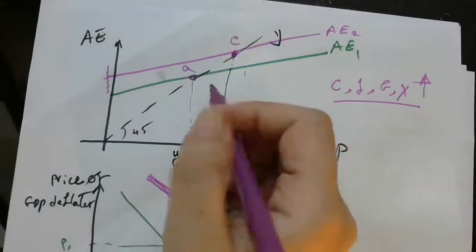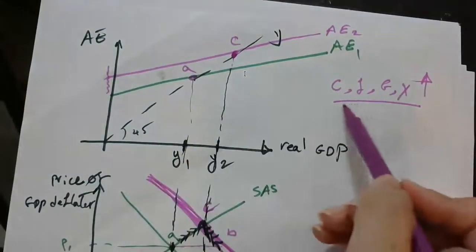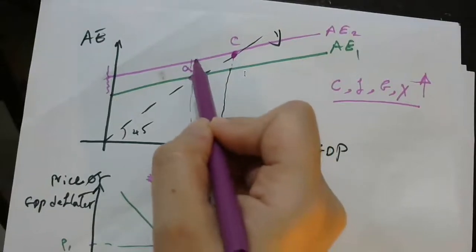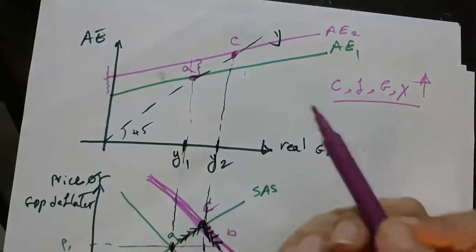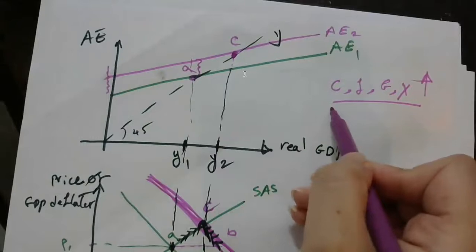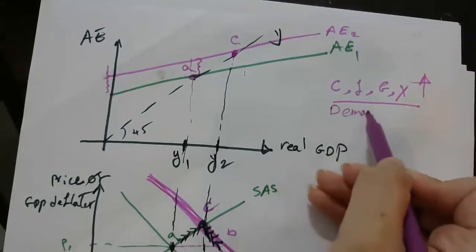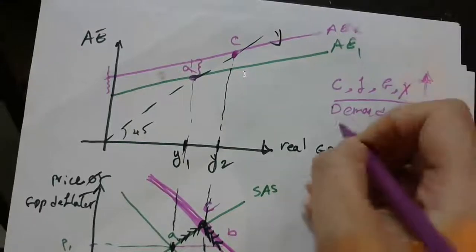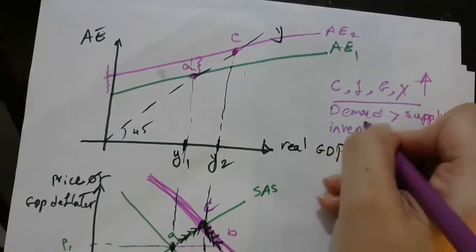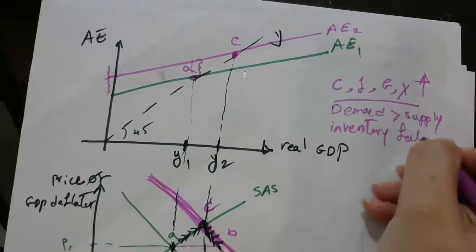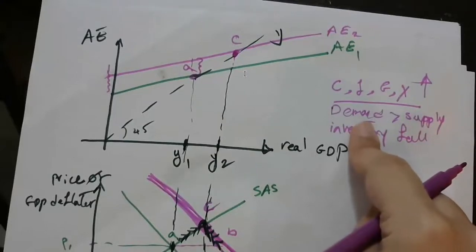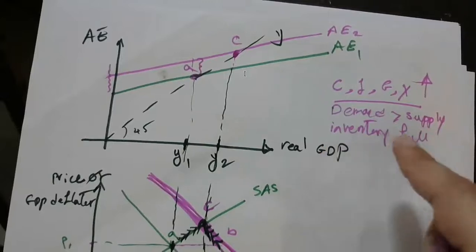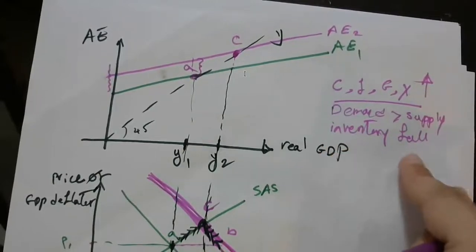So how is it happening? You say that once these factors are increasing, it will push the aggregate expenditure up, then there will be a kind of shortage here. So it means that when these factors are increasing, demand will be more than supply. Then we have the inventory fall. Why do we have inventory fall? Because a lot of demand has been created in the market. So that's why the suppliers are reducing the amount of the products in their storage.